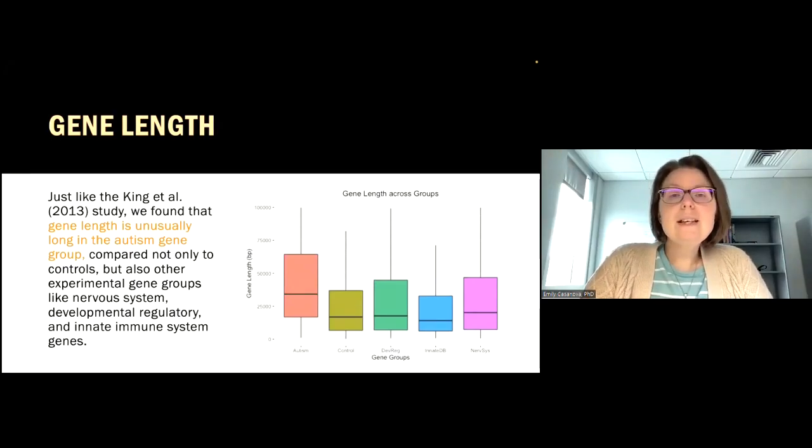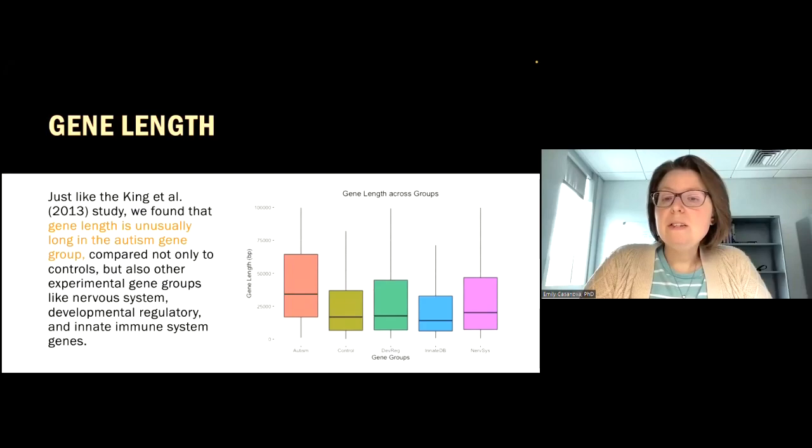Just like that earlier study that we talked about, we also found that autism genes tend to be unusually large. You can see autism in this whole presentation represented as the pink or salmon color, okay? And gene length is represented on the y-axis going up the left side of the graph. This is a box plot, and you can see that the average line within the autism box is definitely much higher than all of these other gene groups.